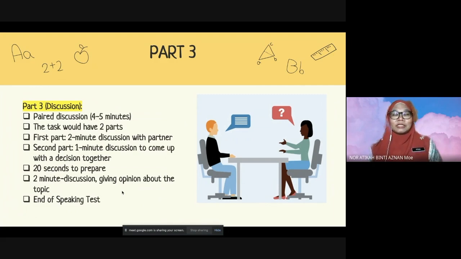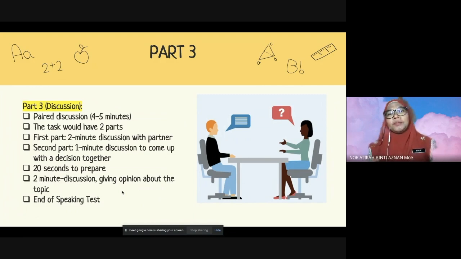For the first part, there will be 2-minute discussion with your partner. You will receive the topic on the question paper, so both of you will take a look at it. There will be details given in the topic, so macam adalah isi kat dalam tu kan, and then you look at the topic and then the points given there. Tengok 20 saat, then you prepare to discuss with your partner.